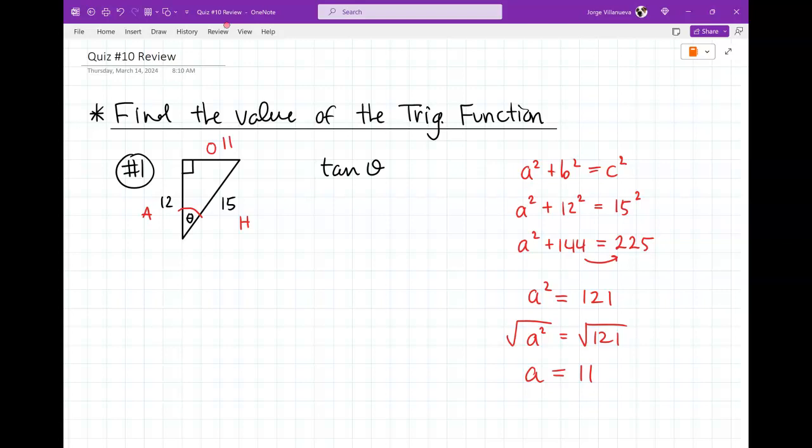So tangent, remember, is equal to opposite over adjacent. That means tangent of theta is 11 over 12. And that's it. Now, if they wanted to know the measure of the angle, then you would do tangent inverse, right? But that's not what these problems are doing. These just want you to write the value of the trig function, right? So tangent of theta is 11/12. Don't give me the decimal or anything. Just give me the fraction. That's all.